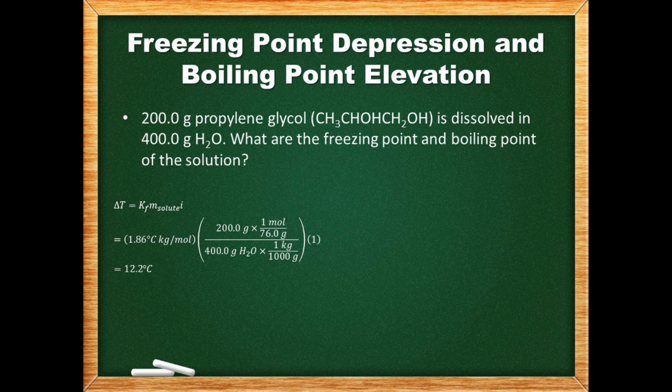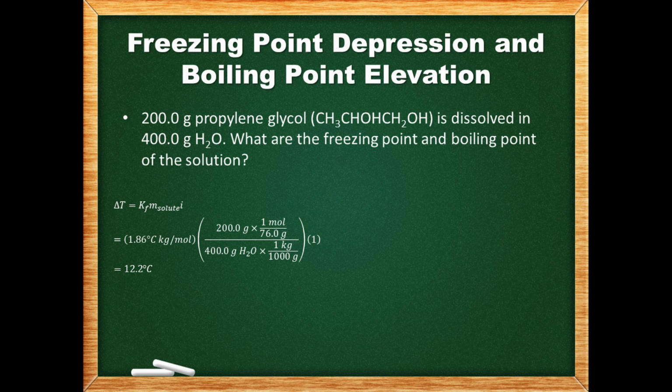The molality is moles of solute divided by kilograms of solvent. We can use the molar mass of propylene glycol obtained from the molecular formula to find the moles in the solution. We also convert the grams of water into kilograms by dividing by 1000. We get a value of 12.2 degrees Celsius, but we want to find the freezing point of the solution, so this is not the final answer.